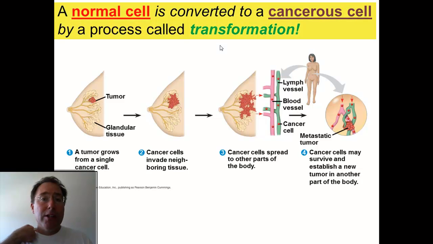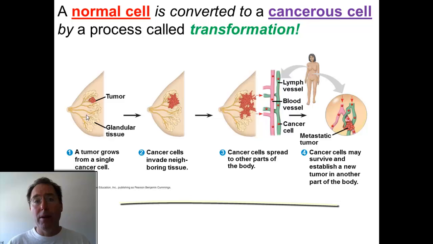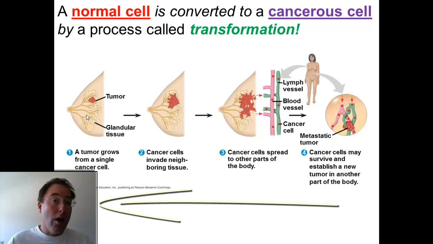The transformation of a normal to a cancerous cell is demonstrated here. The example that we're using is breast tissue. And you can see here in number 1 that a tumor can grow from a single cell. It divides and divides and invades neighboring tissue, but then it may metastasize and go into the bloodstream and then go off and begin a tumor in other parts of the body. I'm going from left to right here, 1 through 4.